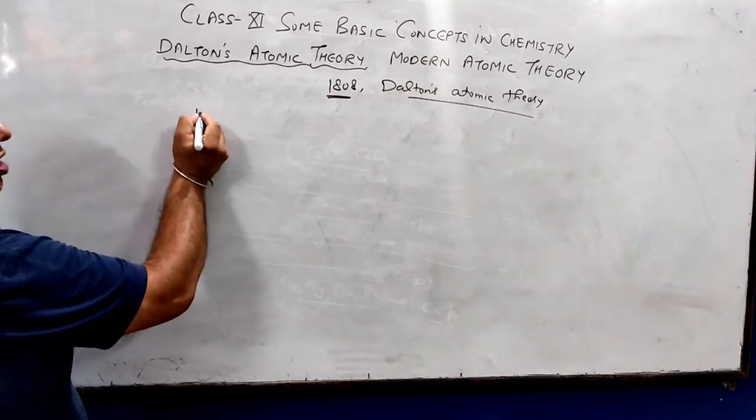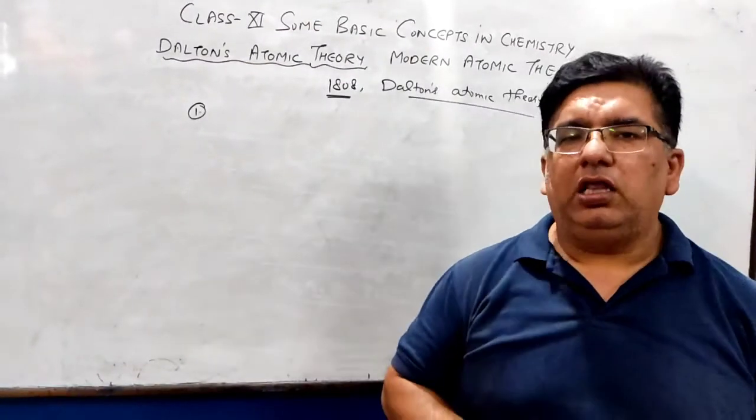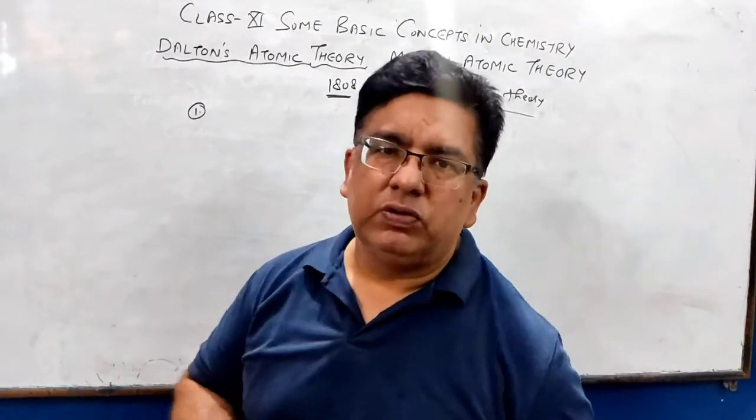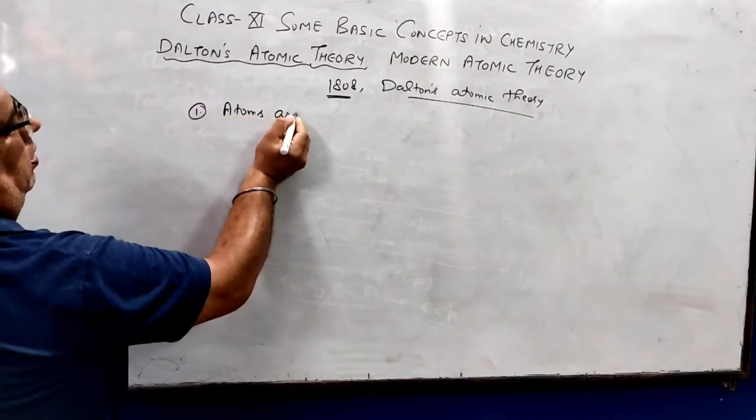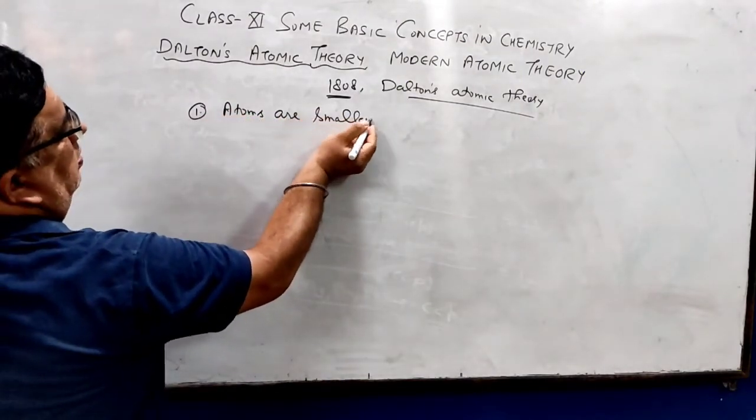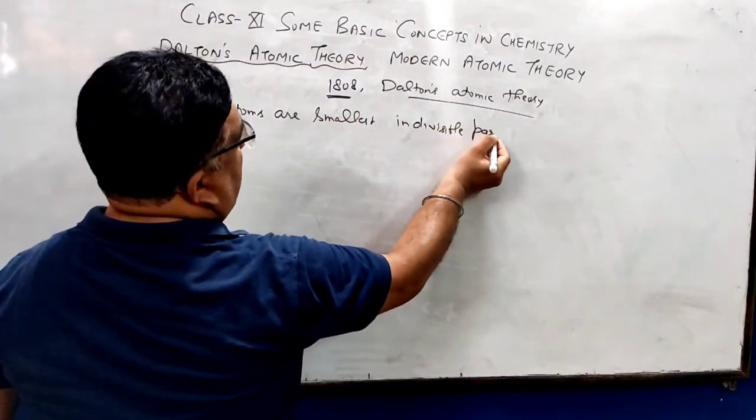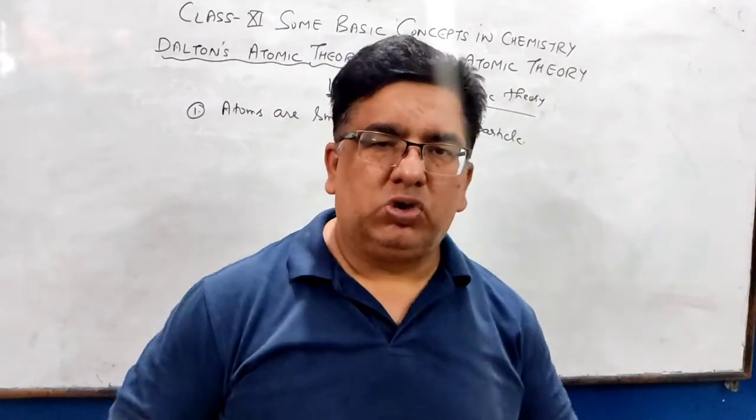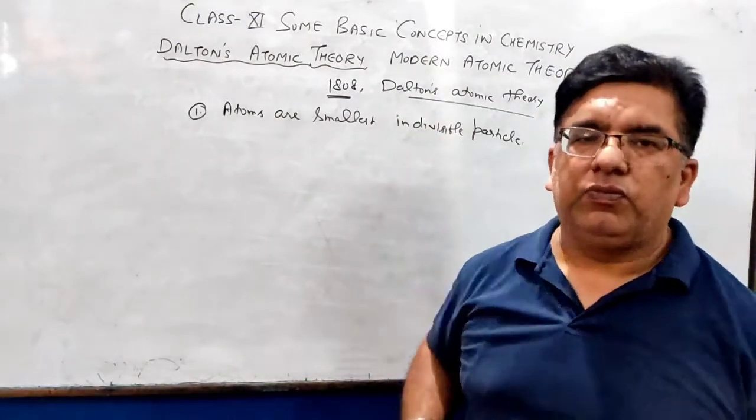The main points of this theory are: first, all the matter, whether it is solid, liquid or gas, is made up of smallest indivisible particles. These are called atoms. So what do we mean by indivisible? Indivisible means which can't be broken into pieces. So the atom is the smallest indivisible particle of any element. This is the first point.